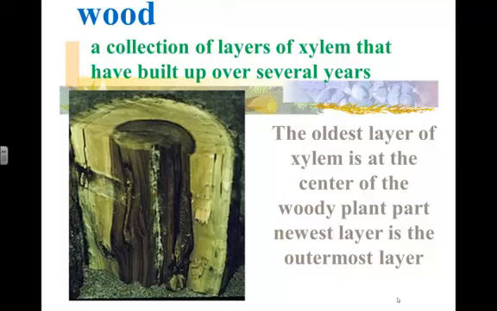That's what we call it. And wood is xylem that has built up over several years. So the first xylem that was ever made is going to be dead in the center. And you can see it's a real dark color in that picture. So the oldest xylem is in the very center of a tree.